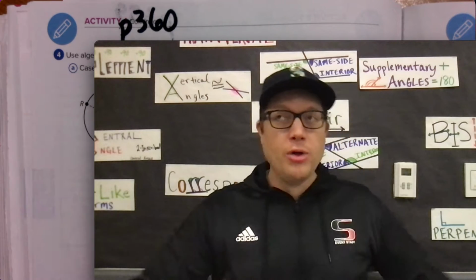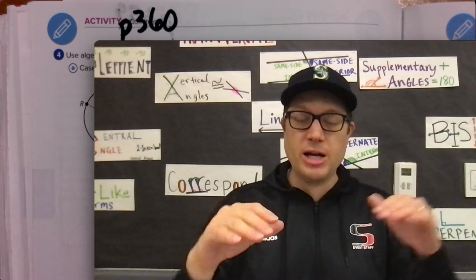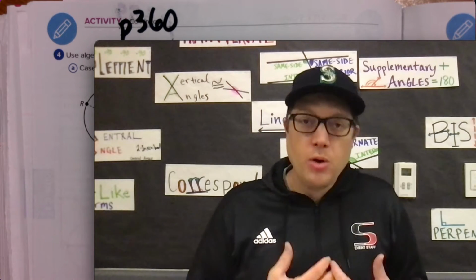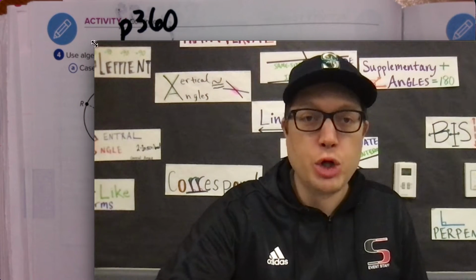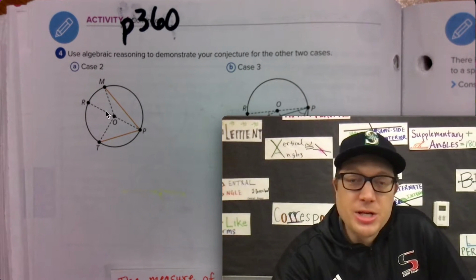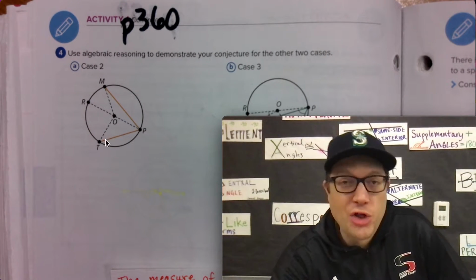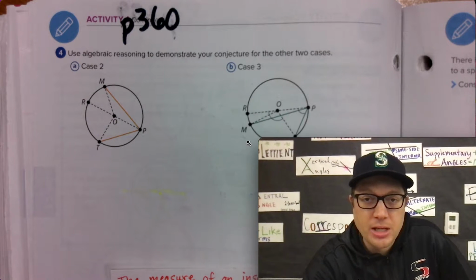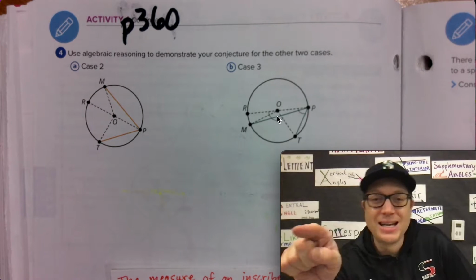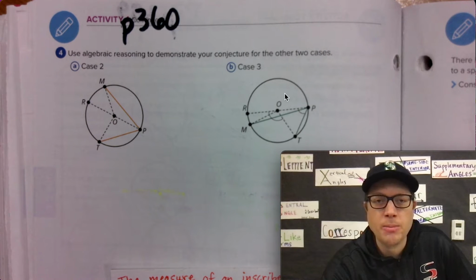In that video, the intercepted arc was created with one of our lines that went through the diameter. In this video, we're going to talk about the remaining two cases: in one of them, the center of the circle is on the interior of the inscribed angle, and in the other, the center of the circle is on the exterior, not in between the points.